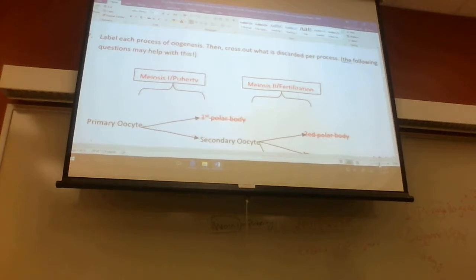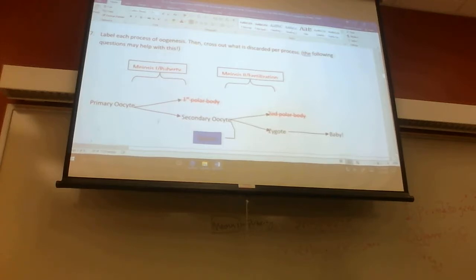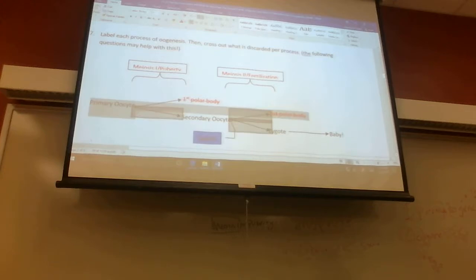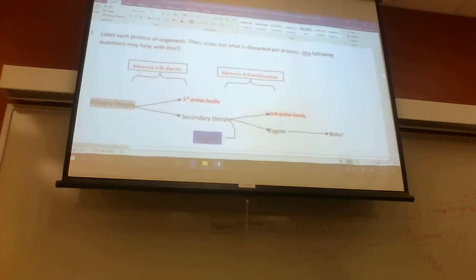So I put this graph kind of based off of Mark's, but not copied. So this is the process of oogenesis. Label each process and then cross out what is discarded. What is discarded is what is recycled, like the first polar body. So we're going to go through questions that go over this. You have your primary oocyte, which we had in Mark's. This is primary oocyte up here. We're going to start right there. You're then going to go through meiosis 1, also known as puberty.